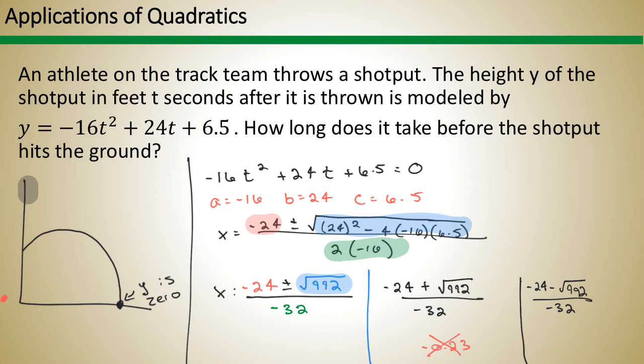So the other one, negative 24 minus the square root of 992, and then divide that by negative 32. And we get the answer of about 1.73 seconds. And that's the answer we want. So it takes about 1.73 seconds for the shot put to hit the ground.